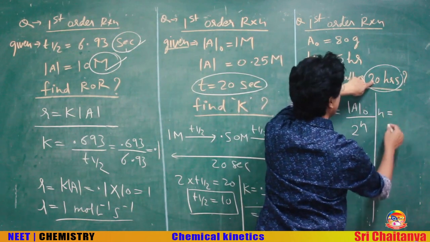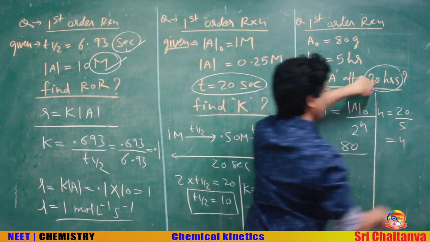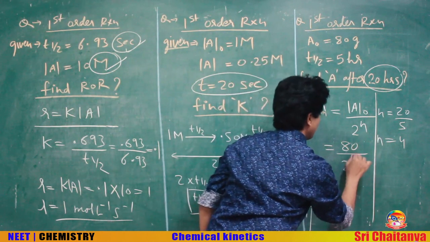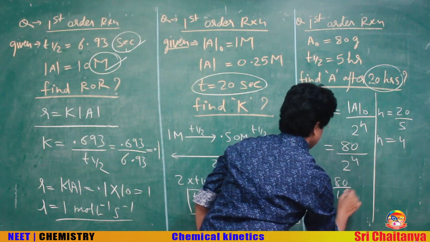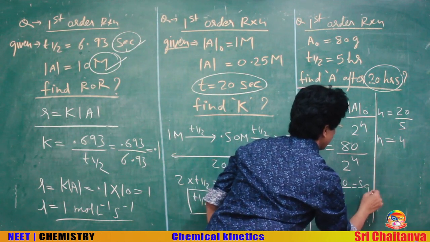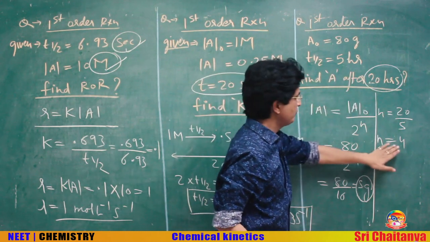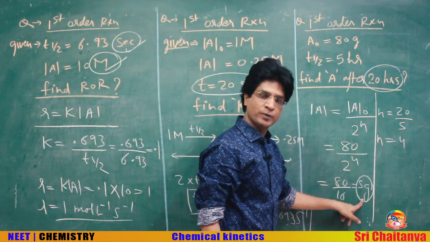So number of half-lives will be how much? 20 upon 5. That will be 4 half-lives. So n will be 4. So 2 to the power of 4. This will be 80 by 16 and that will be 5 gram. So after 20 hours, that means 4 half-lives, the amount of substance remaining will be 5 grams.